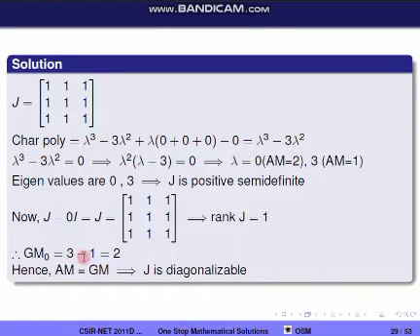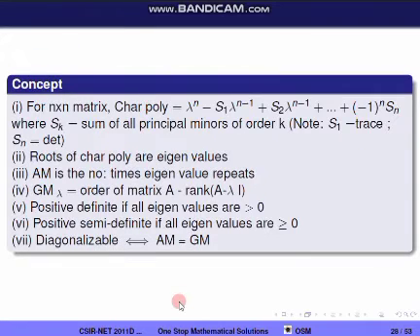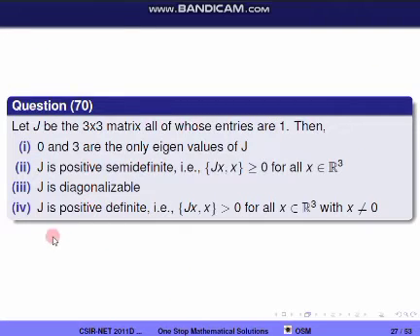So geometric multiplicity of 0 is equal to order of the matrix minus rank of the matrix, that is equal to 3 minus 1, that is equal to 2. So we got geometric multiplicity of 0 and algebraic multiplicity of 0 equal. Therefore, J is diagonalizable. So now we'll check the correct options. The correct options are 1, 2, 3.